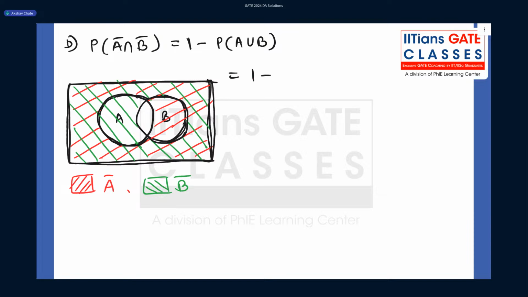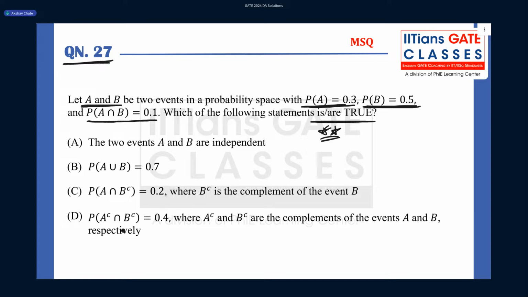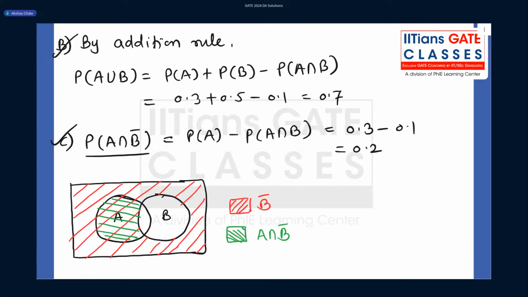So now we calculated A union B in option B, that was 0.7. So this becomes 0.3, and it is not equal to 0.4, which was given in option D. If you go back and check the options, option D says it is equal to 0.4 but it's equal to 0.3. So A and D are not correct, B and C are correct. So that is the solution.